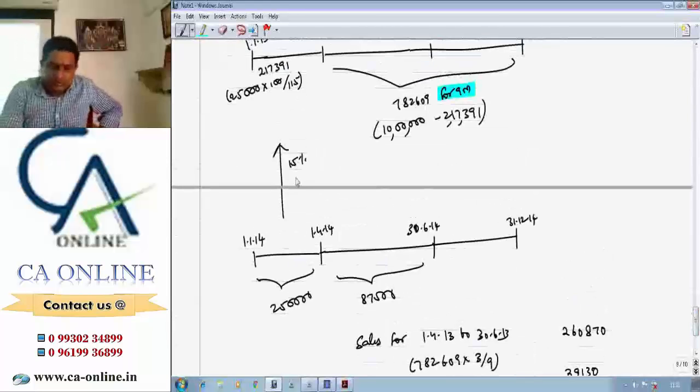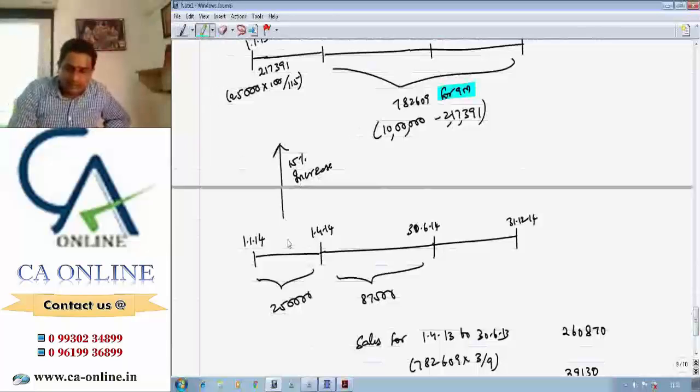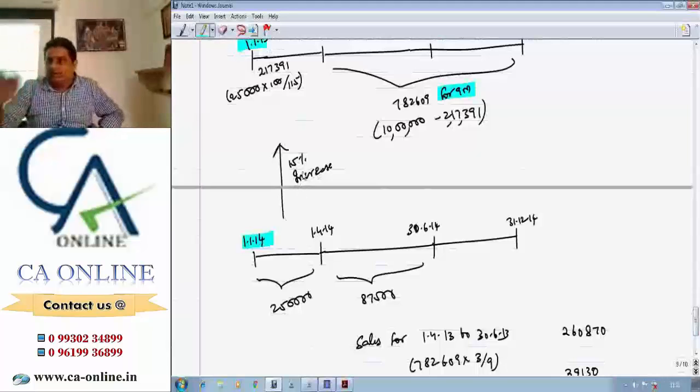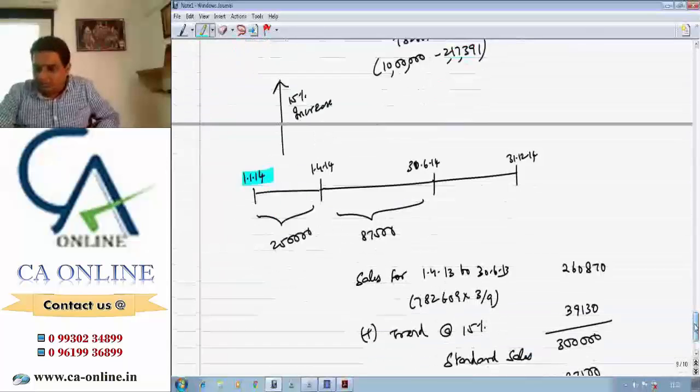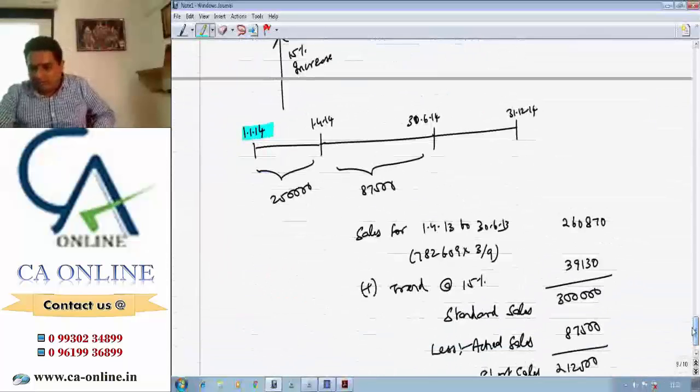So you better write a 15% increase. Otherwise somebody may interpret 14 to 13 as a decrease when you draw the arrow this way, and some wrong conclusion will arrive. It is a 15% increase.